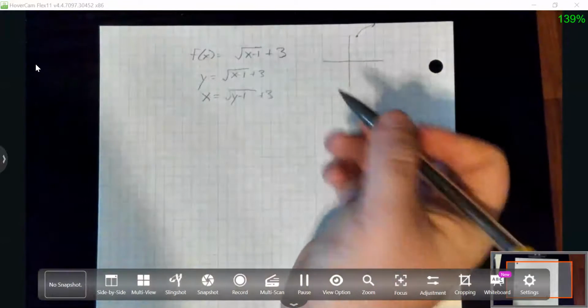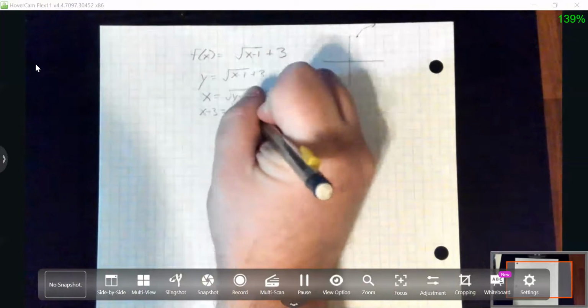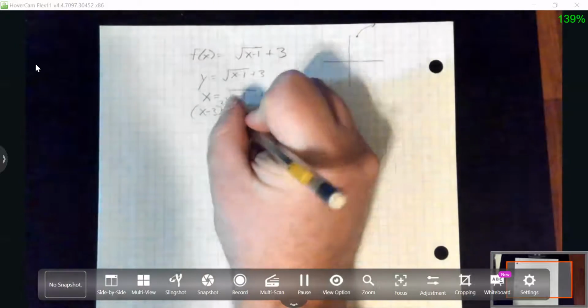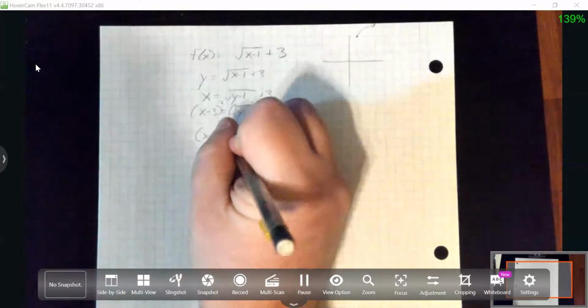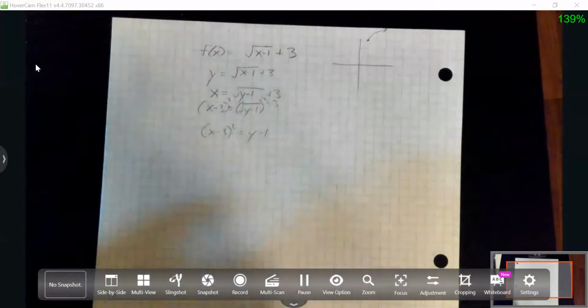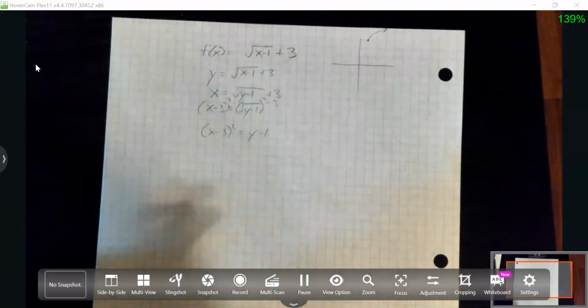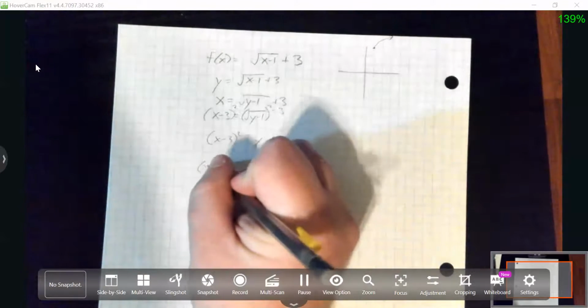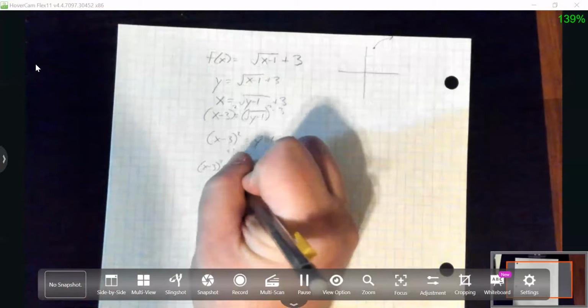And I solve for the y. So we'd subtract 3. So it gives me x minus 3 equals the square root of y minus 1. Now I need to square both sides to cancel out the square root. Gives me x minus 3 squared equals y minus 1. And notice I'm not going to FOIL it out. It's honestly going to be easier if we leave it in like this because it's going to become vertex form. And then I can finally add the 1 to both sides. So I get y equals x minus 3 squared plus 1.